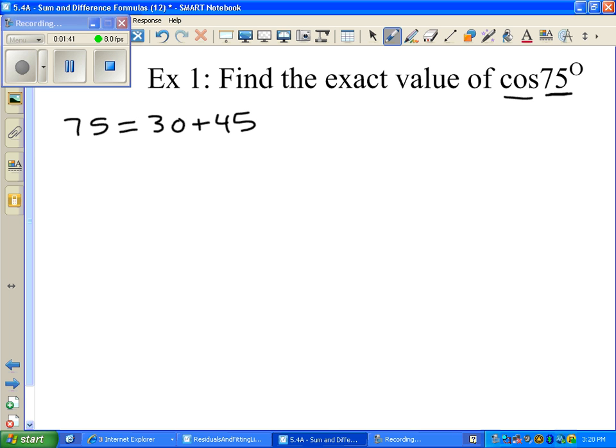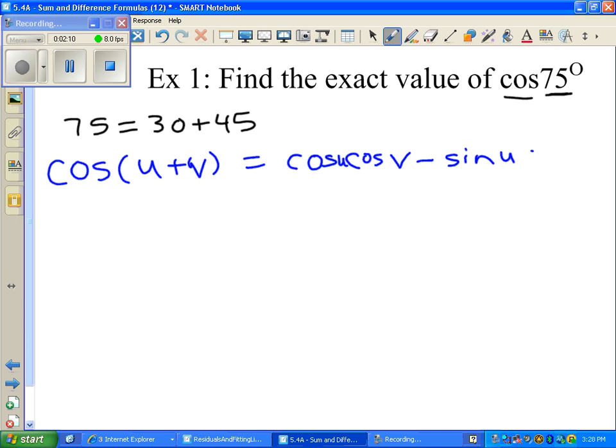I have cosine here, and I am adding two numbers together to get 75. The formula then that I'm going to use is cosine of u plus v is equal to cosine u cosine v minus sine u sine v. My u is equal to 30 and my v is equal to 45.